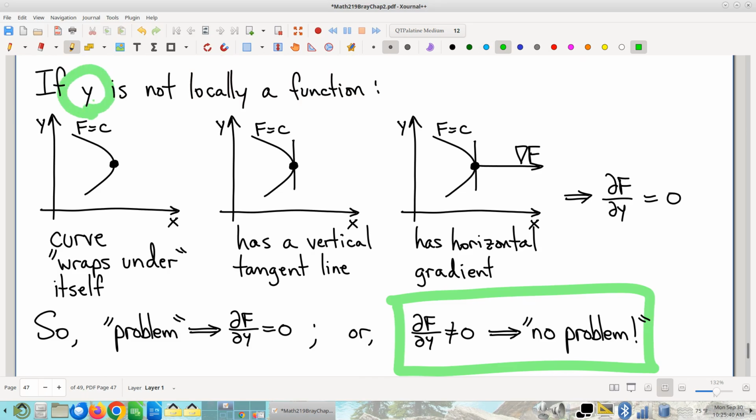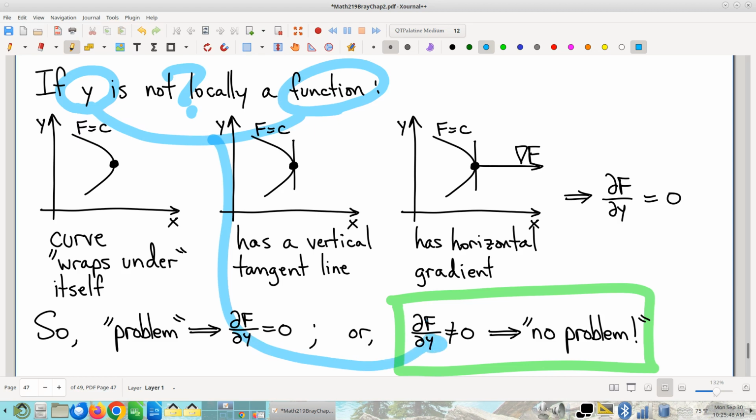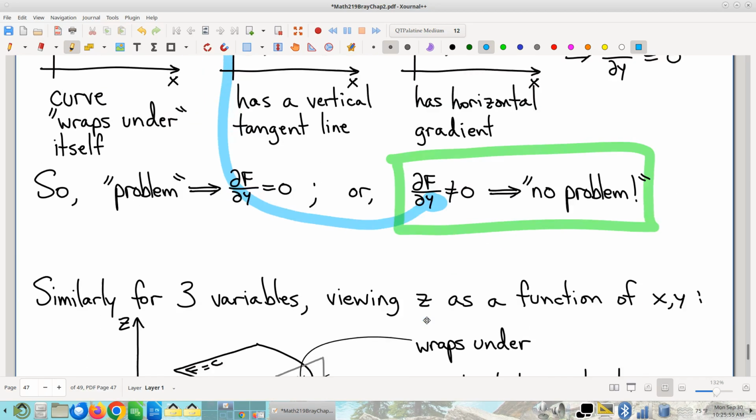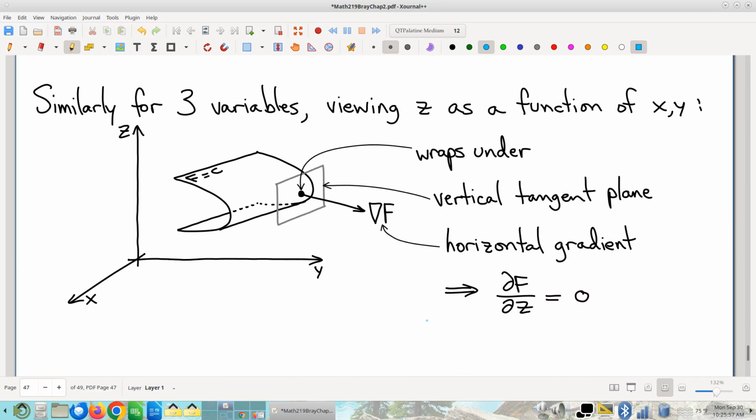I wanted to switch the color there. Sorry. Whichever variable you want to view, whether it is or isn't a function, that's the variable that you take the partial with respect to. Notice that pattern. Now we're going to, again, I think we've already talked about, we did this on Friday, right?